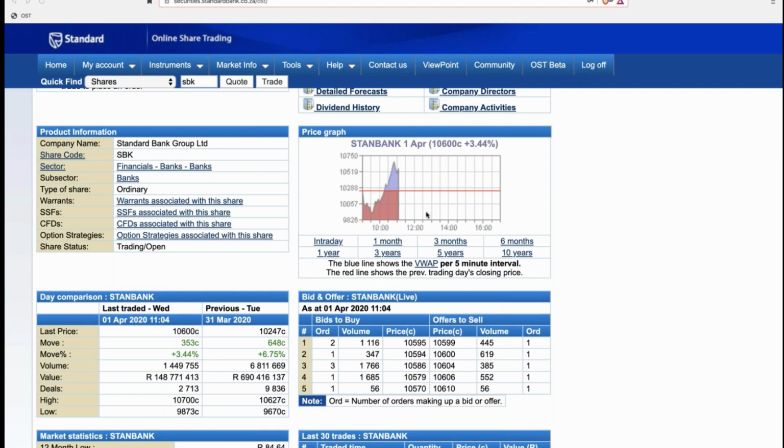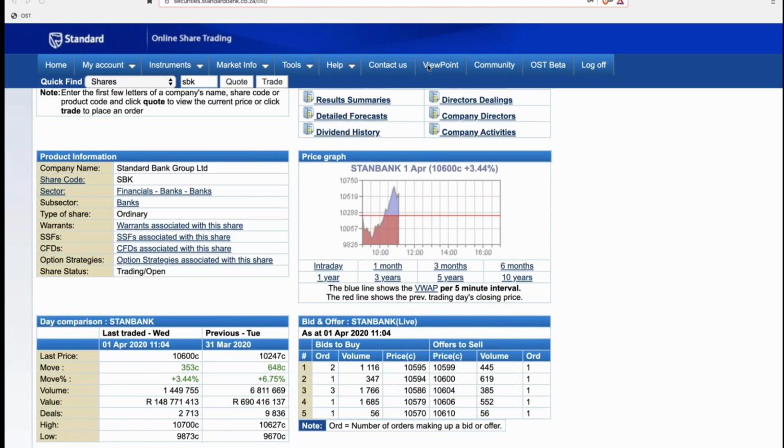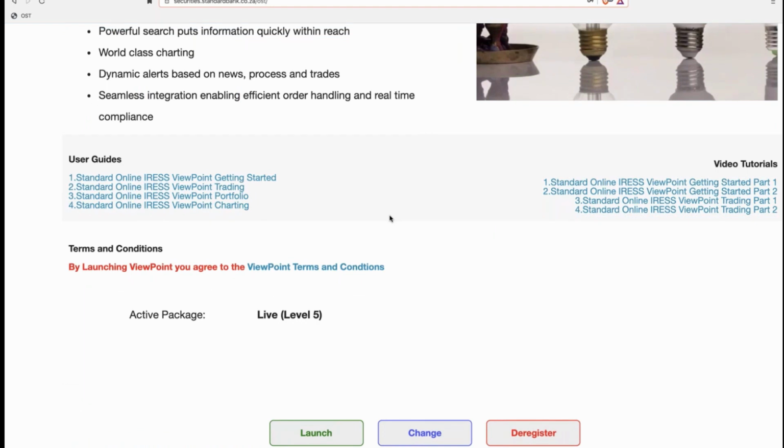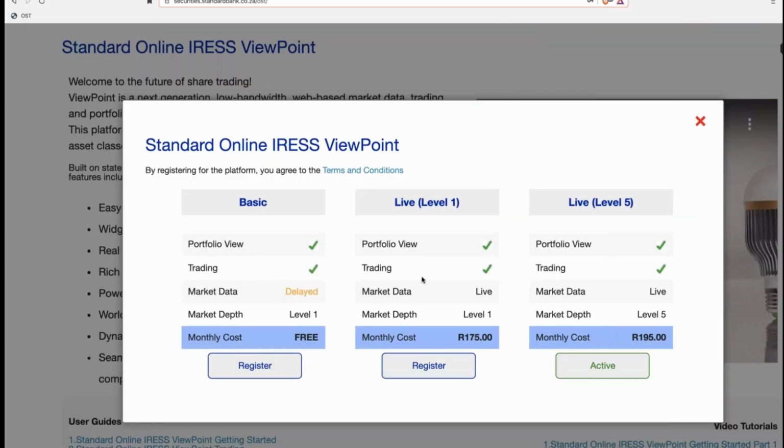Malcolm, how does one get access to Iris? On the top menu up there, click Viewpoint, and then you've got different levels. Now I'm on the high level, level 5. I think it costs me $180 or so. In fact, if I click there, we can see the different options. There is a free one, which gives you 15-minute delayed and level 1. In other words, you only see the top buy and sell. You don't see all that market depth. That is free. Unless you are deeply active or day trading, free is all you need.